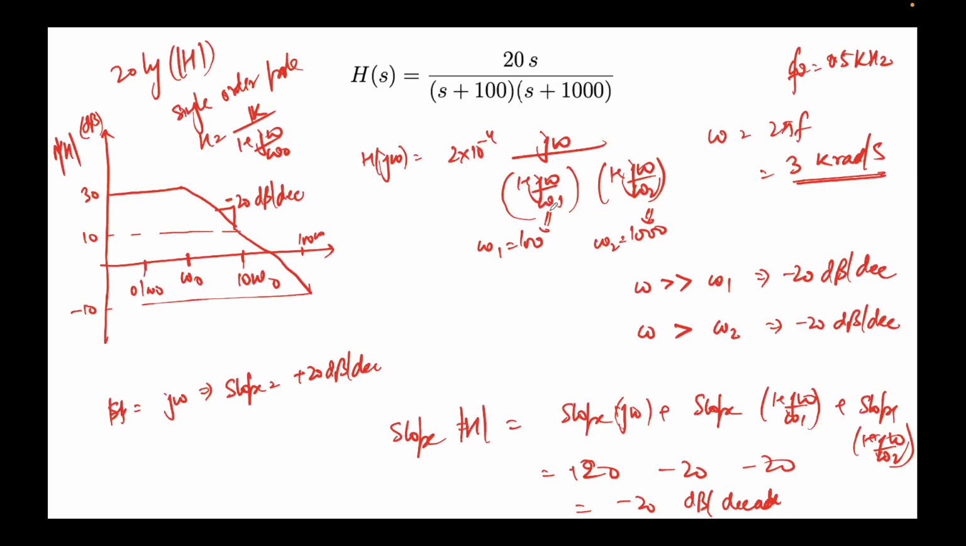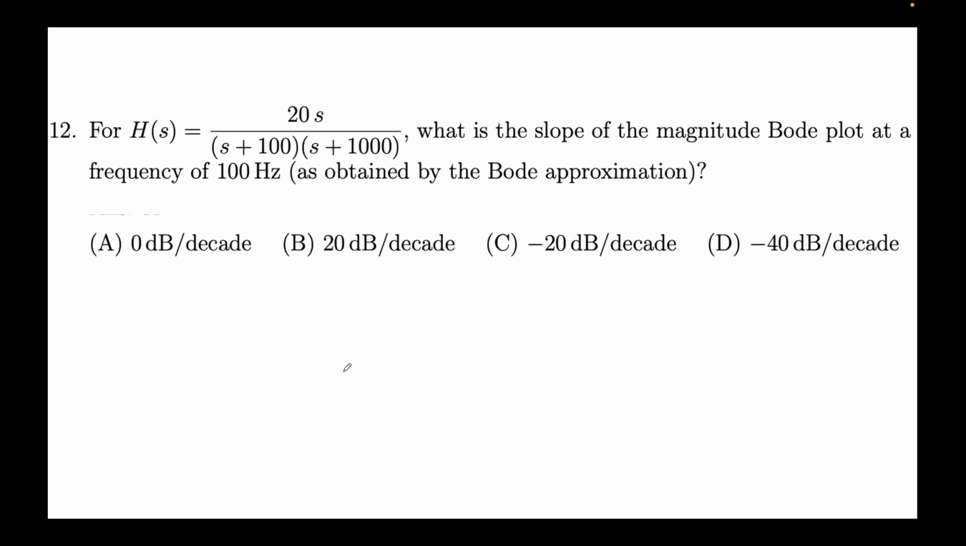Again, a straightforward problem. You find out the 3 dB frequencies omega 1 and omega 2, and you compare with the given frequency of 3 kiloradians per second. If it's greater, then you will have a minus 20 dB per decade, because they're in the denominator, they are poles. In the numerator, there is a zero, the j omega term. It will always have a slope, because it's directly proportional to omega, so it will have a positive slope of plus 20 dB per decade. This is also talked about in the lectures. You can refer to that for more details.